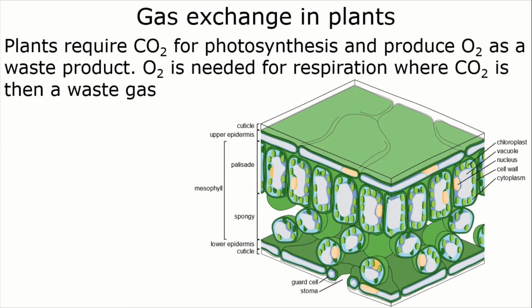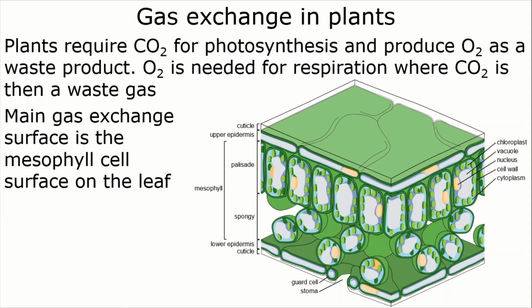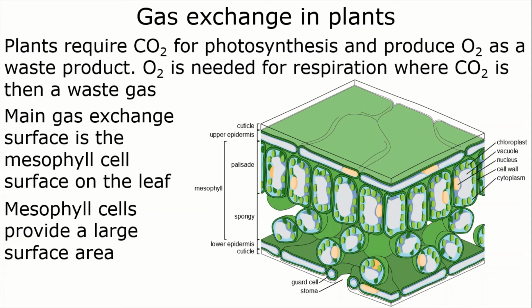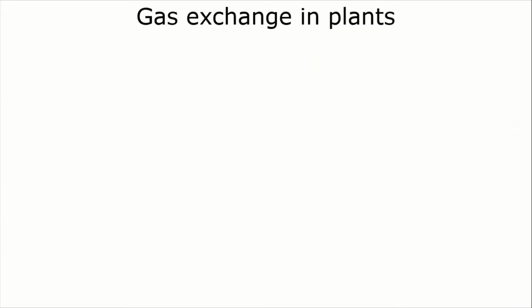So it's in the plant's interest to exchange as much CO2 as it can so it can carry out the necessary photosynthesis needed. So the main gas exchange surface is the mesophyll cell surface inside the leaf. And this provides a very large surface area, which you can see when you look at the layers comparatively. So even if we combine the cuticle and the epidermal layers, they are very small in comparison to the mesophyll layer. So it has this very large exchange surface.